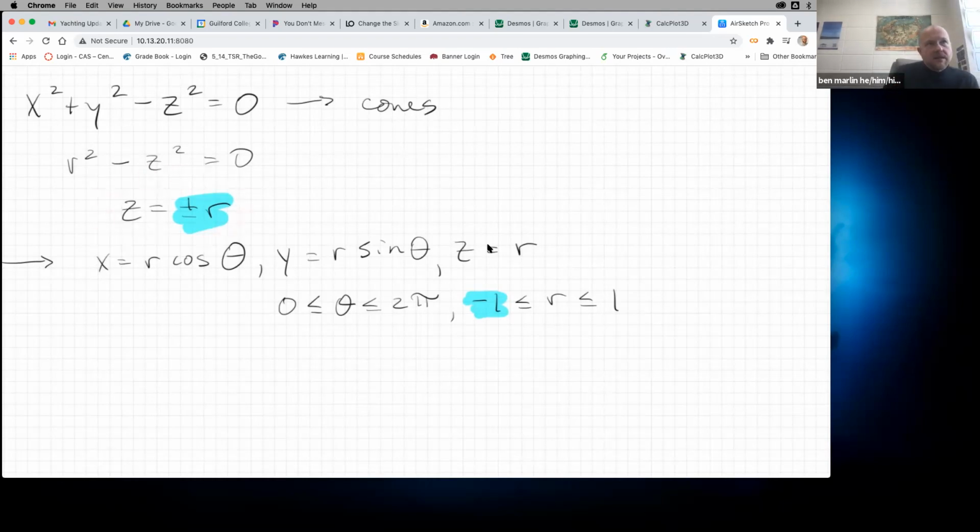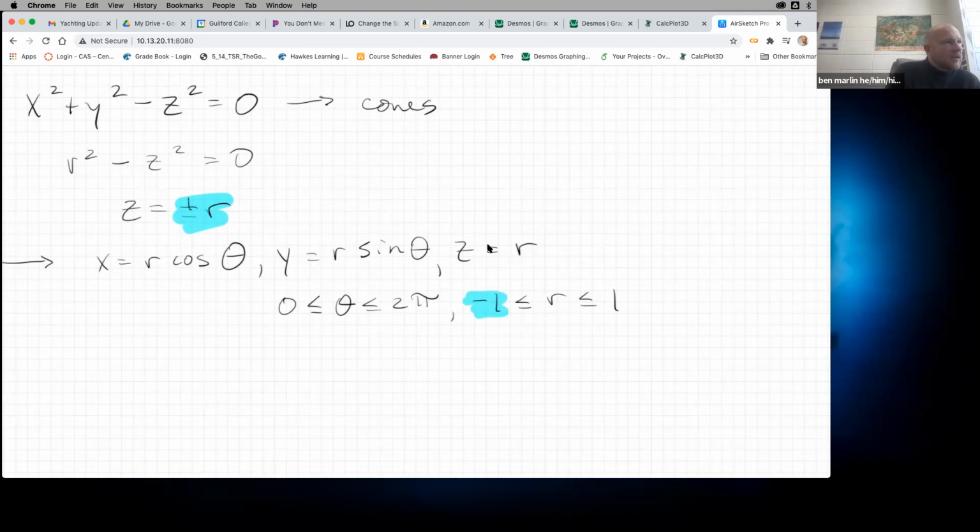So just like graphing the hyperboloid of two sheets, you would have to graph two pieces. Well, turns out that this is a little bit slick here. Instead of having plus or minus r here, you can just let your r go, instead of 0 to 1, let it go -1 to 1, and then you get both your pluses and your minuses. Okay.